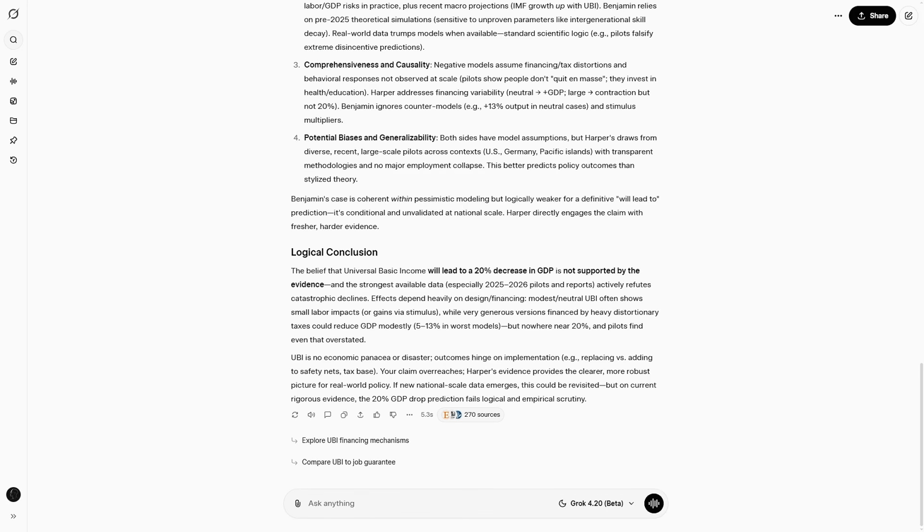It says the logical conclusion that basic income will lead to a 20% decrease in GDP is simply not supported by the evidence. The strongest available data actively refutes catastrophic declines, and effects depend heavily on design/financing, and so on. So this is why I'm saying that this is a tremendously powerful tool that most people are missing.